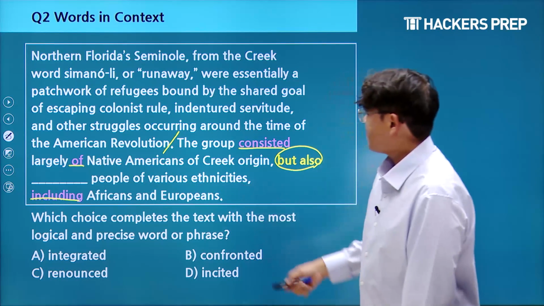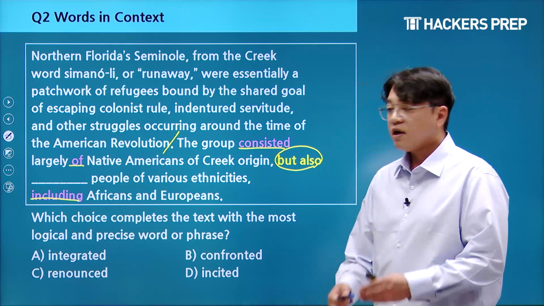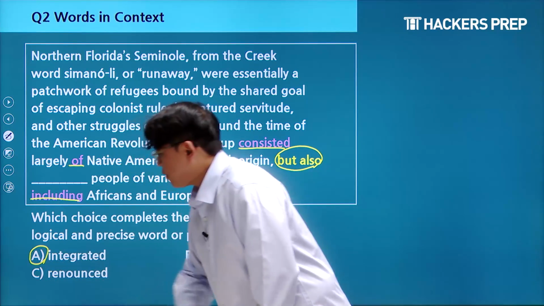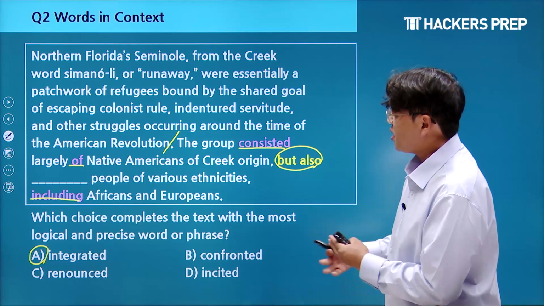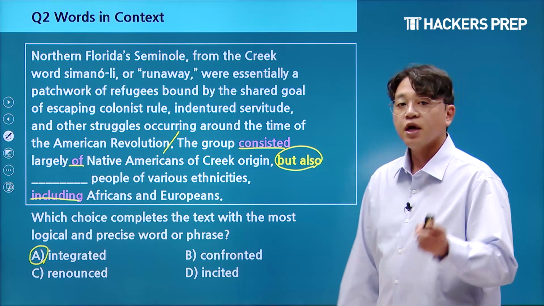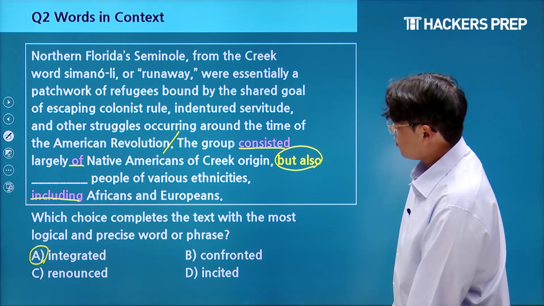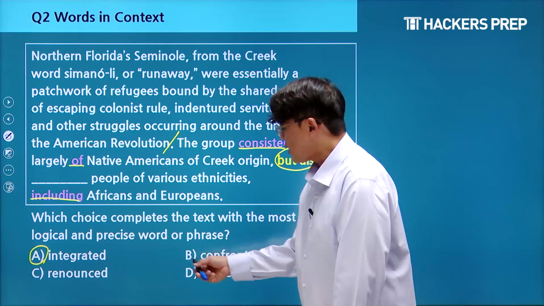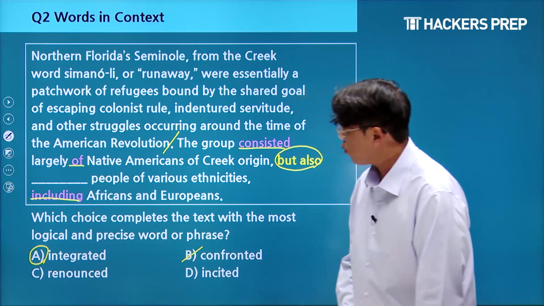Of various ethnicities, including Africans and Europeans. Okay, so consisting of or including. The group integrated, meaning combining into a whole. So the group integrated people from various ethnicities. That would make the most sense, logically within the context. But let's look at other words as well. What about the word confronted? Confronting is standing up against or going against something, right? So this would receive no contextual support.